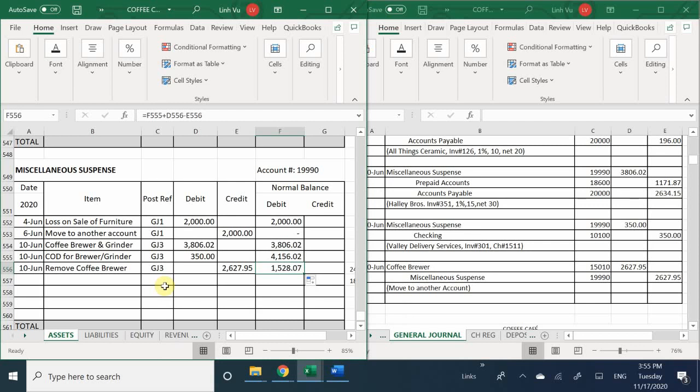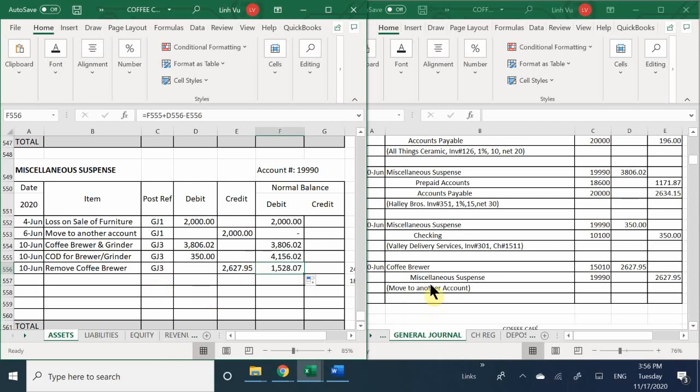We have to do installation fees, or I'm sorry, we have to do a foundation, so installing it on a foundation, and we have electrical work. So when we hire those people, we have to know that at the end of the day, right now, my coffee grinder is still going to be in my miscellaneous expense. So make sure that you remember that. Now that we've taken out our coffee brewer, the amount in the miscellaneous expense is our coffee grinder. So 1,528.07 is my current amount for my coffee grinder.